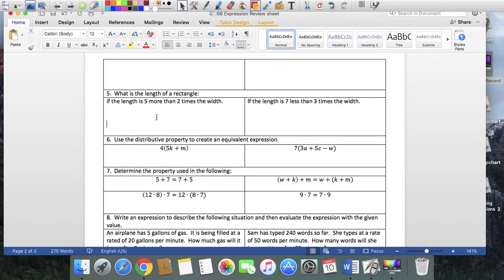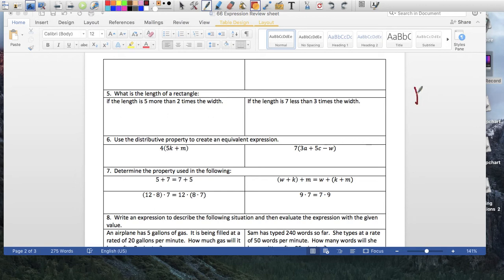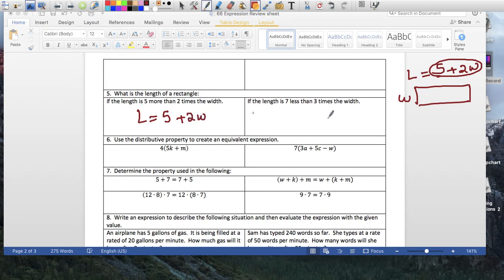Okay, so you're given a rectangle. I'm asking for the perimeter, so I'm giving you a rectangle. It's always nice if you can draw it. And I'm asking you to tell me what the length is here. How can we describe the length given our situation? So this is the width, right? And the length is what? The length is 5 more, which is addition, 2 times the width. That's what my length is. So the length here is 5 more than 2 times the width, which means this.